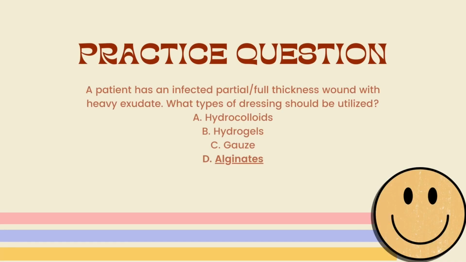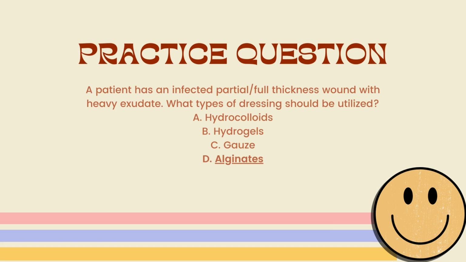Okay, the correct answer is D. The patient has an infected, partial to full thickness wound with heavy exudate. What type of dressing should be utilized? A is hydrocolloids. So, hydrocolloids is not used for infected wounds, so we can mark that one off our list. B is hydrogels, which is also not used for infected wounds, so you should mark that one off.